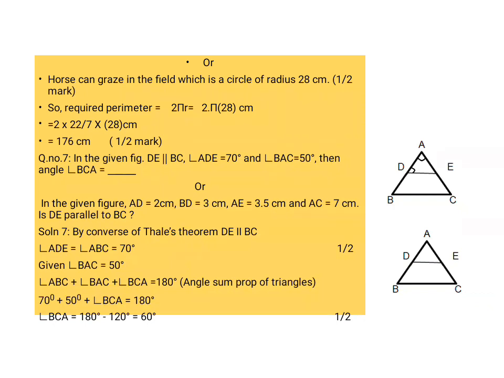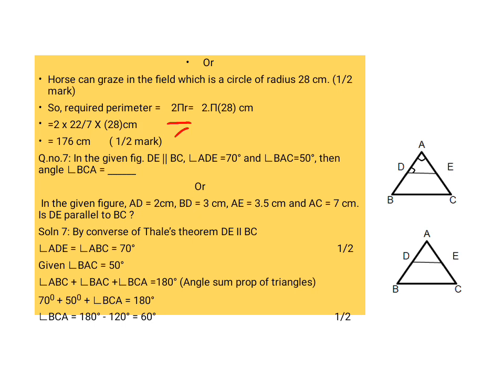In the option part, the required perimeter is equal to 2 pi r. So you will get 176 as the answer, and here you will get half and half mark for the formula.